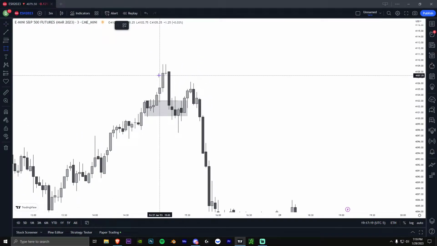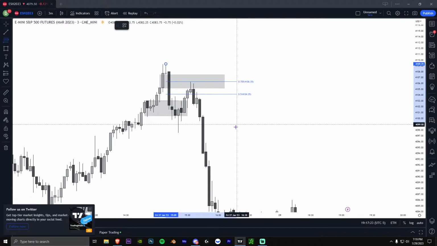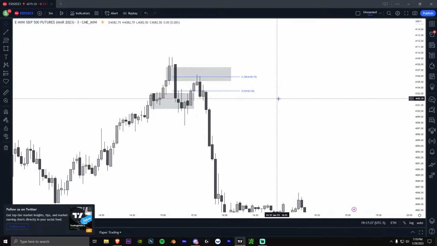And then we get the 3 minute BPR. We hit this 3 minute BPR. It's also, you can see it's in premium. It's right at the 0.75, and then boom, we just dump, okay?